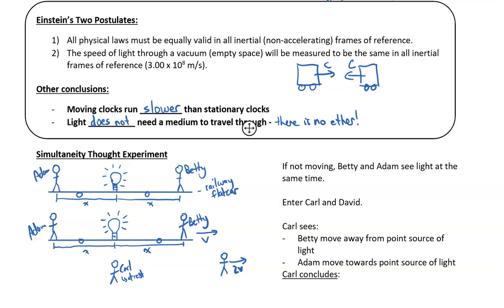So what are we actually going to see playing out here with this picture? Well, Carl, looking at the train car, sees Betty move away from the point source of light. He sees Adam moving towards the point source of light. So Carl has to conclude that it takes longer for the light to reach Betty than to reach Adam. Okay, well that's a fairly straightforward conclusion.